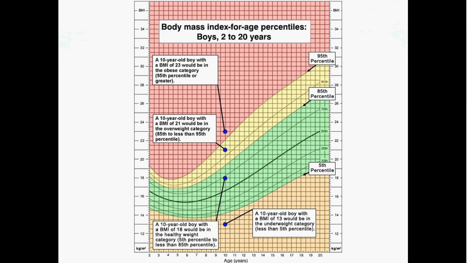Okay, just an overview here for you so you know. 95th percentile and above, between the 85th and the 95th percentile, and then under the 5th percentile, each one having a specific link to being either obese, overweight, or underweight, respectively.